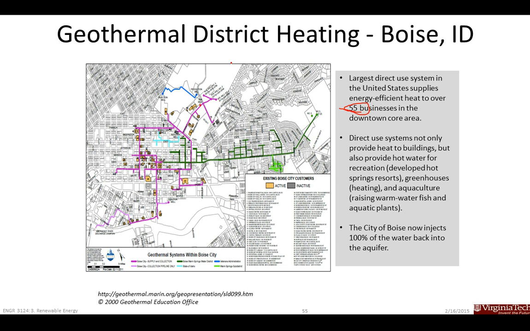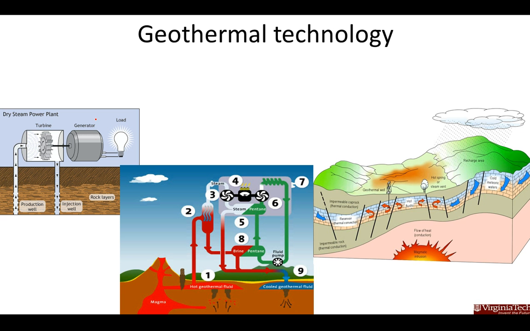Virginia Tech has this, but we don't use geothermal. We use the heat coming off the power plant, the steam energy, to heat all the dorm buildings and residential buildings, but it now injects 100% of the water back into the aquifer. There's no water used during the process.